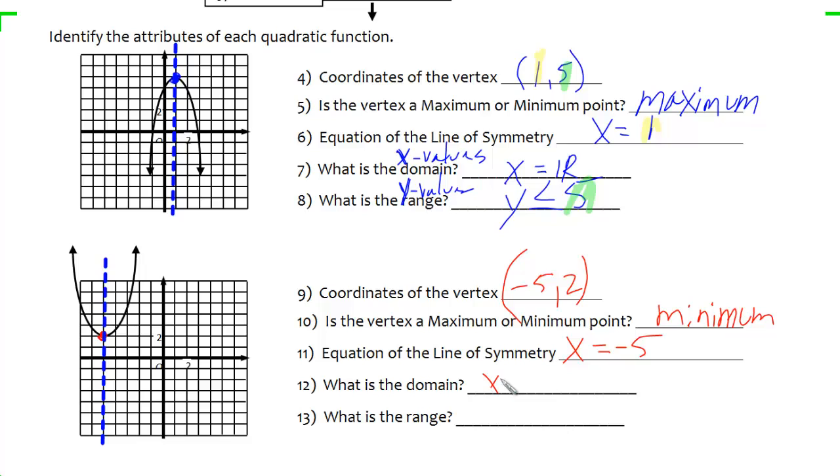The domain, again, is all real numbers. It's that R with the extra backbone. I drew that one a little far away. There we go. And then the range, in this case, I have a minimum, so all my range values are actually increasing, going upward, so it's greater than or equal to, and then it's the y value of that vertex, the lowest point on my graph, which is at 2.